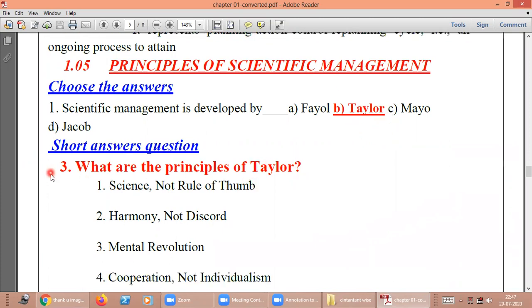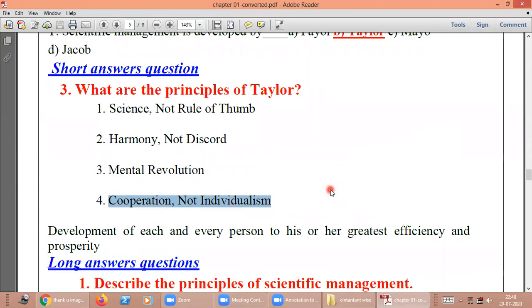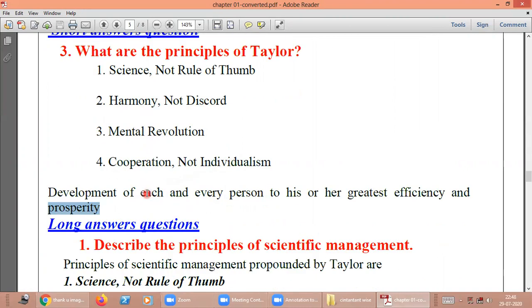Next, short answer. What are the principles of Taylor? What does Taylor say? Overall, scientific management: science, not rule of thumb. First point is science, not rule of thumb. Next, harmony, not discord. Next, mental revolution. Next, cooperation, not individualism. These are the 4 points given by Taylor. And development of each and every person for great efficiency and prosperity. In 5 marks, we have to explain every point.